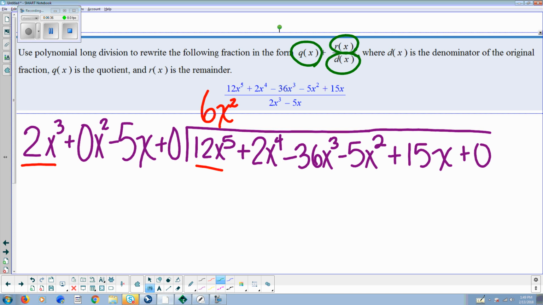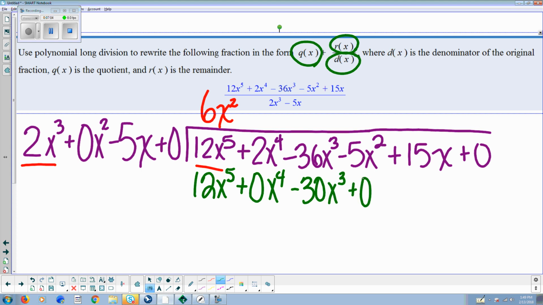Second step, mommy, is multiply. When I multiply here, I'm going to multiply this 6x squared by every term of the divisor. So 6x squared times 2x to the 3rd is 12x to the 5th. 6x squared times 0x squared is 0x to the 4th, adding powers. 6x squared times negative 5x is negative 30x to the 3rd. 6x squared times 0 is 0x squared.